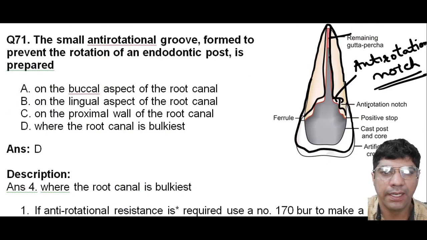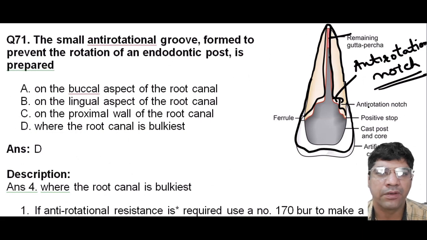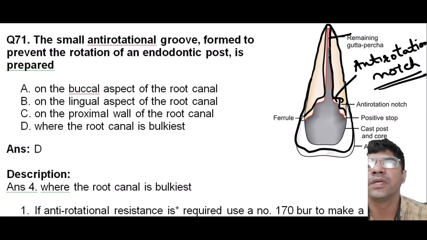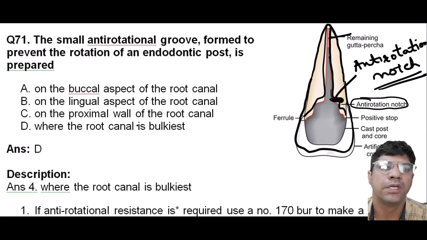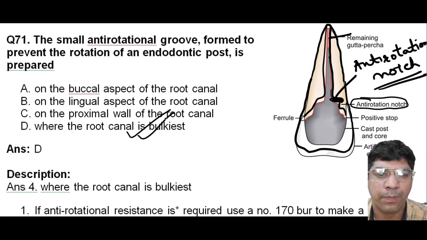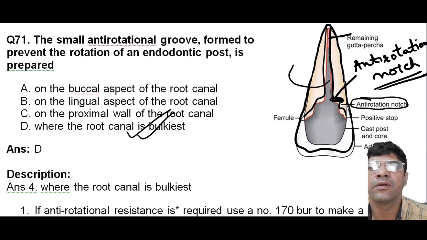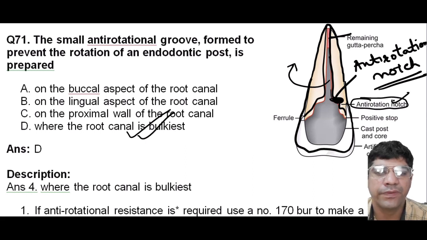Next question: a small anti-rotational groove that is formed to prevent rotation of an endodontic post is prepared on the area where the root canal is bulkiest. So here you would see an anti-rotational notch. It is given where the root portion is bulkiest. In endodontics, when preparing a root canal for placement of the endodontic post, it is important to create an anti-rotational groove or keyway in order to prevent the rotation of the post within the canal.